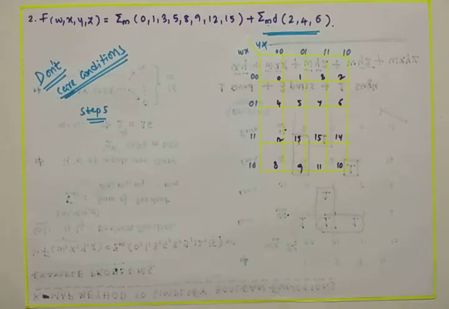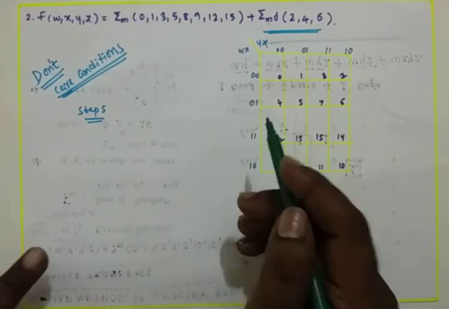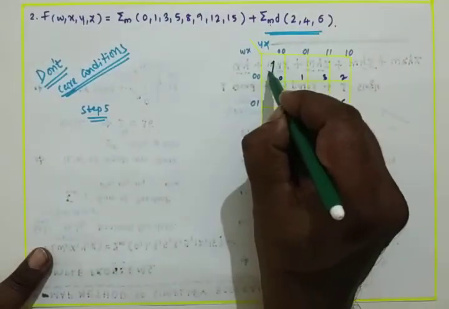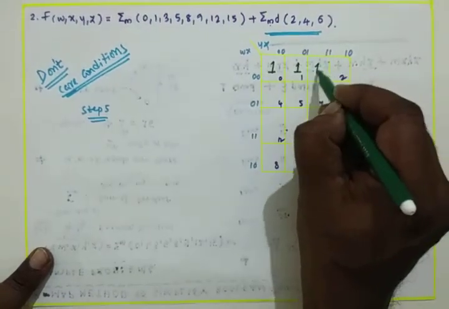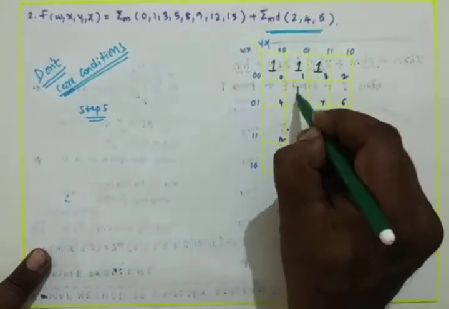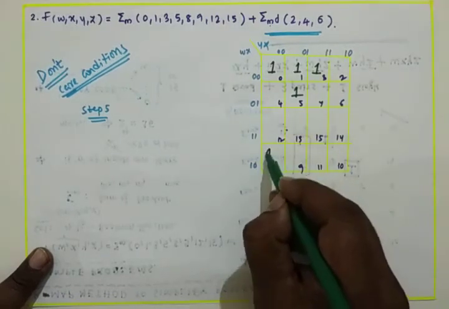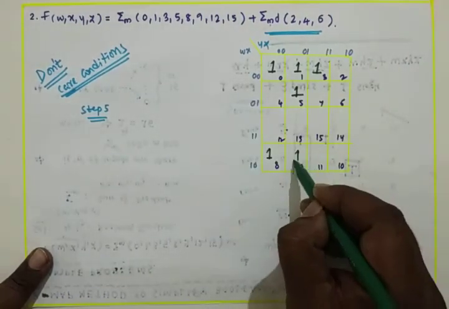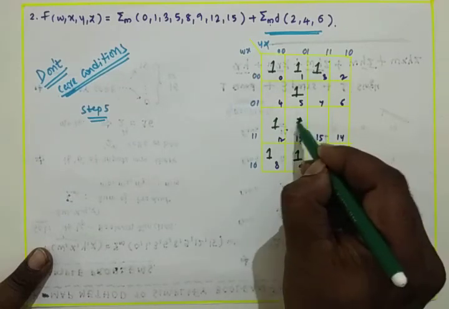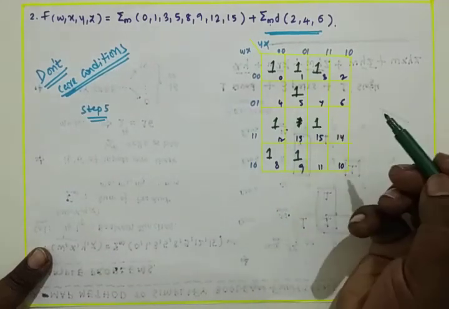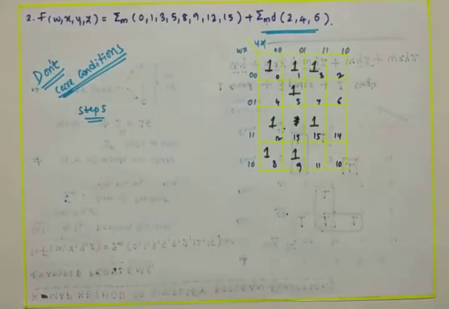Now I am going to write the ones. See here, 0 is there, so in cell 0 I can write 1. 1 is there, so this is 1. 3 is there, this is 1. Then 5 is there, this is 1. And 8 is there, this is 1. 9 is there, 1. 12, 1. 15 also 1.